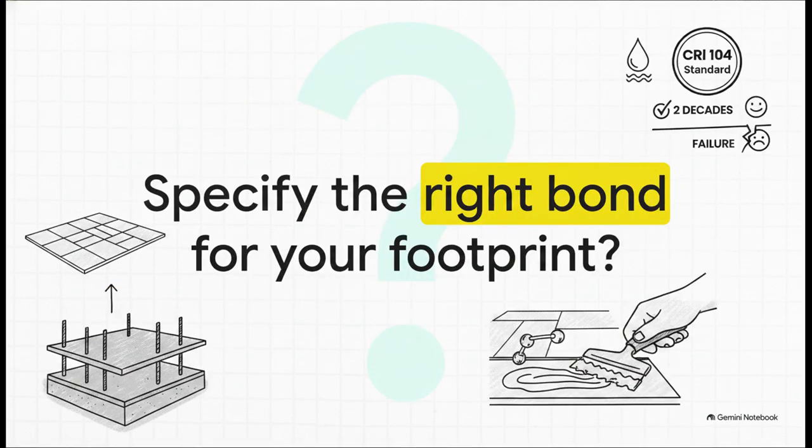Which leaves us with one final vital question for every facility manager, architect, and installer watching this. Are you specifying the right bond for your building's footprint? Understanding the science behind the CRI 104 standard, moisture emissions, trowel mechanics, and adhesive chemistry, this isn't just dry technical jargon. It's the absolute difference between a floor that lasts 2 beautiful decades and a multi-million-dollar failure just waiting to happen. So consider your environment, choose your method wisely, and remember, never, ever ignore the bones of your building.